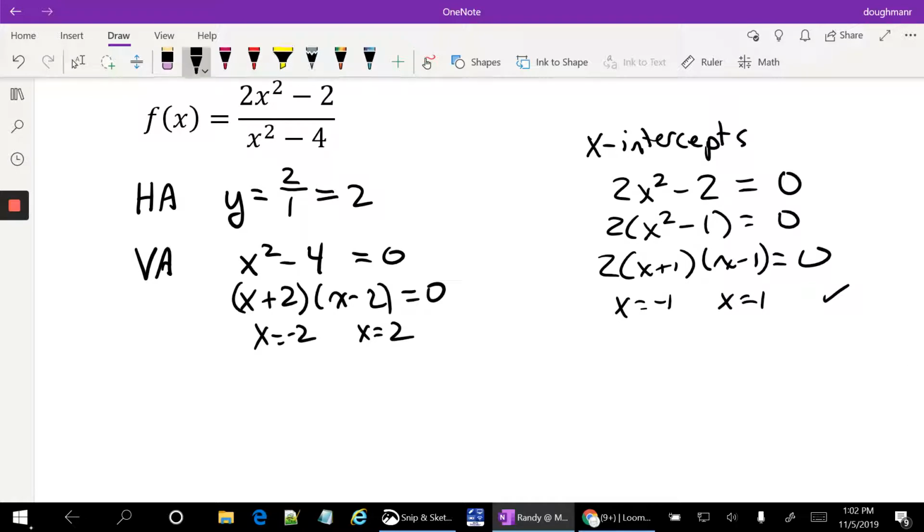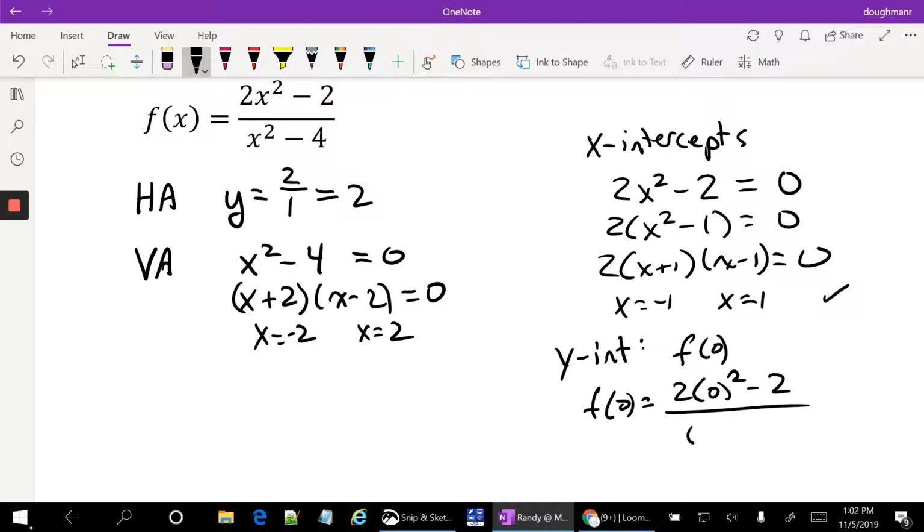The last thing we want to think of is the y-intercept. And the y-intercept is simply the function evaluated at 0. So f of 0 is simply 2 times 0 squared minus 2 over 0 squared minus 4, which is negative 2 over negative 4, or positive 1/2.